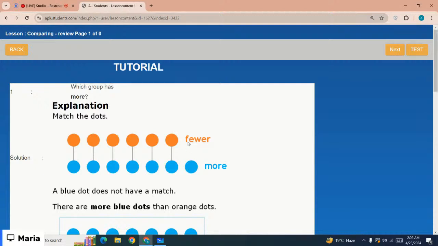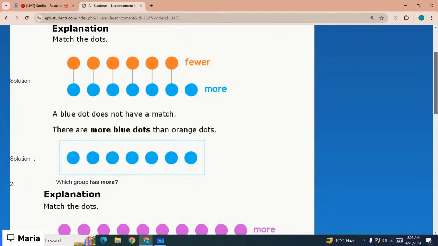You don't have more orange dots, right? But still you have one more blue dot. That means a blue dot does not have a match. So there are more blue dots than orange dots. You have one more blue dot than orange ones. Sorry, blue dots are more than orange dots, right?